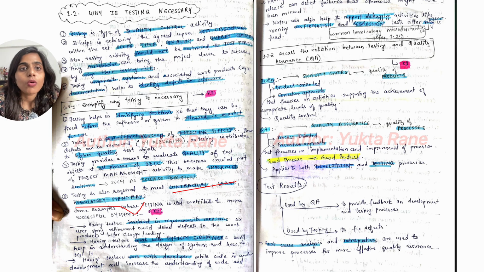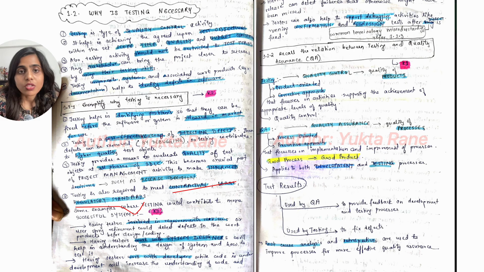Now this is all about module 1.2.1. Let's go to the next module. Recall the relation between testing and quality assurance. This is K1. So you are just supposed to remember what is the difference between testing and quality assurance, and what is the end output of both of the activities.